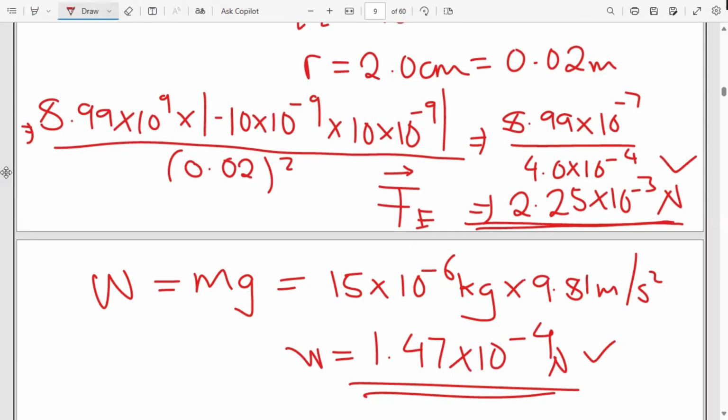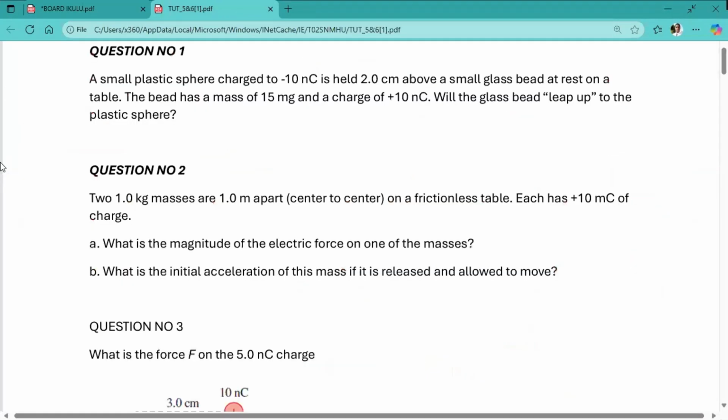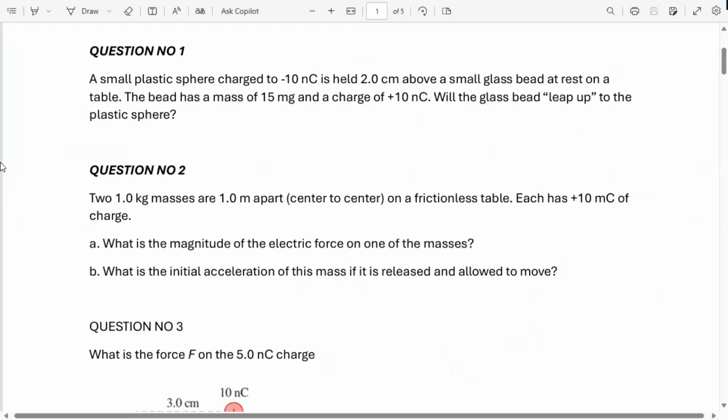And if you look at this, you can tell that the force of attraction between the two charged spheres is bigger than the weight of the bead. What does that mean? That means the net force is going to be towards the charged sphere. Hence, the bead is indeed going to leap towards the charged sphere. So the answer for question 1 will be yes, the glass bead will leap up to the plastic sphere. So that is it on question 1.